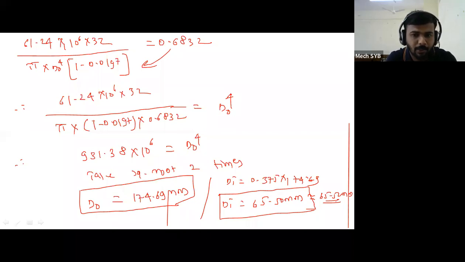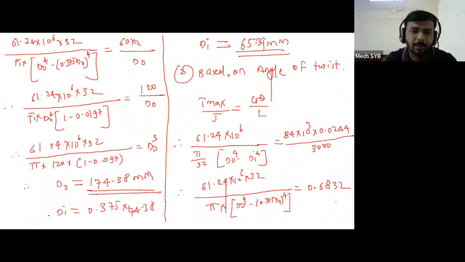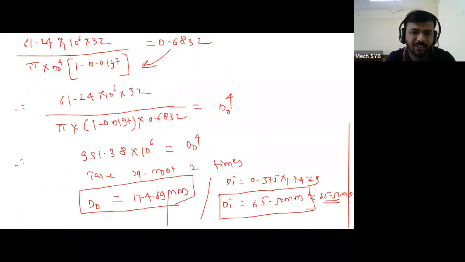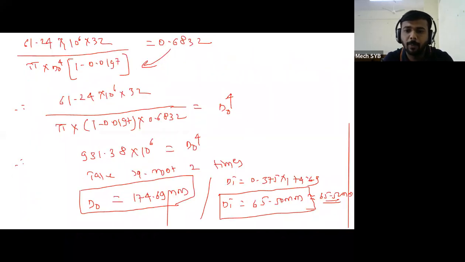Now if you compare both the values, again what will be the maximum, based on angle of twist or based on shear stress? Angle of twist. If you check, 174.38 based on shear stress and 174.69 based on the angle of twist. Therefore, Do is maximum from the angle of twist. Then Di based on shear stress is 65.39, and based on the angle of twist 65.50 or 65.52, again it is maximum.